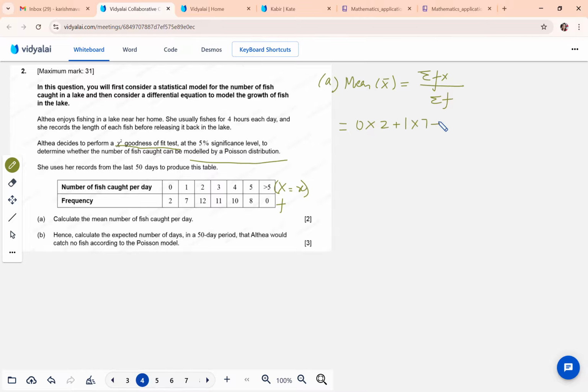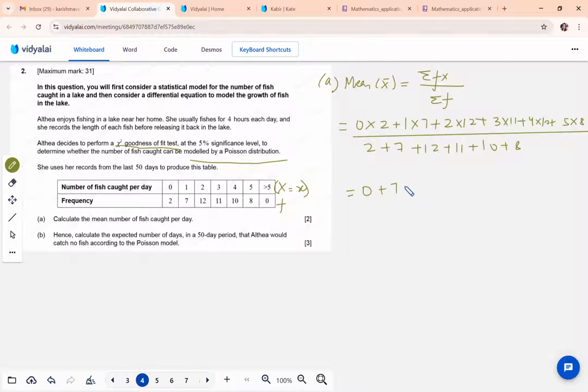0 into 2, 1 into 7, 2 into 12, plus 3 into 11, plus 4 into 10, plus 5 into 8. The rest are 0, so they will not affect the mean. Divide by the sum of frequency: 2 plus 7 plus 12 plus 11 plus 10 plus 8. When you multiply and add, you can use the calculator because you are allowed a calculator for paper 3.